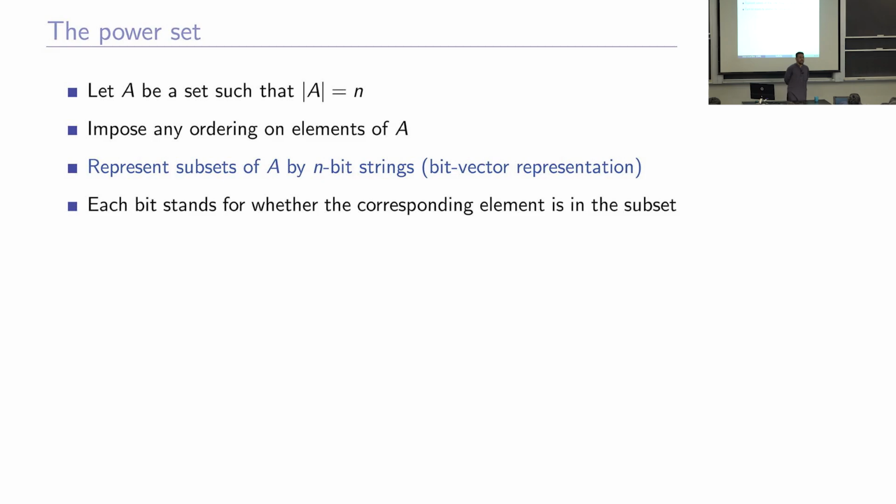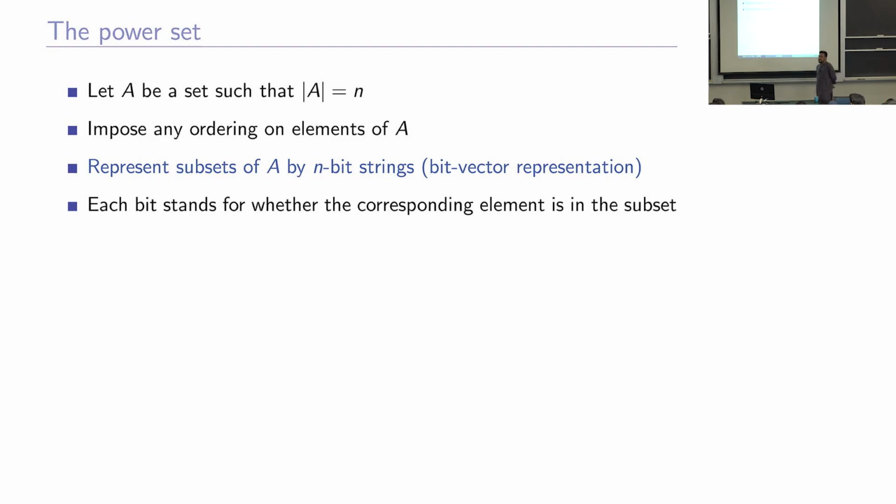How many bit strings of length 1 are there? 2, right? 0 and 1. How many bit strings of length 2? 4, right? 0 0, 1 0, 0 1 and 1 1. How many bit strings of length 5? 2 raised to the power 5, right? So in general, how many bit strings of length n? 2 raised to the power n.